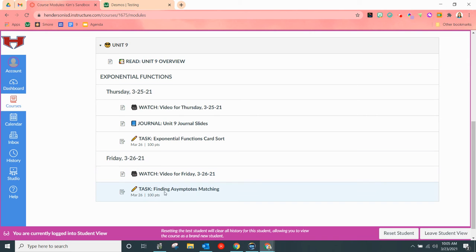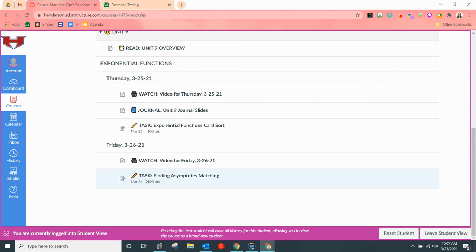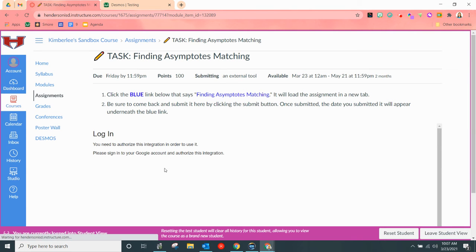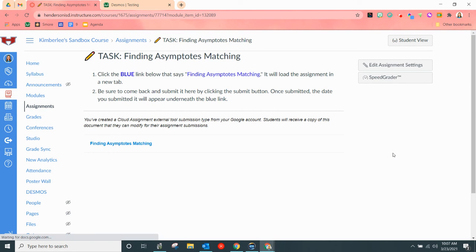Now let's go over, and I may not have unlocked this. I don't think I unlocked this real quick. I always forget. Okay, I think I have it unlocked now. So finding asymptotes matching activity. I'm going to have to leave student view on this one, so I'm going to take you through it. It's going to take a minute to load. My computer is running really slow.